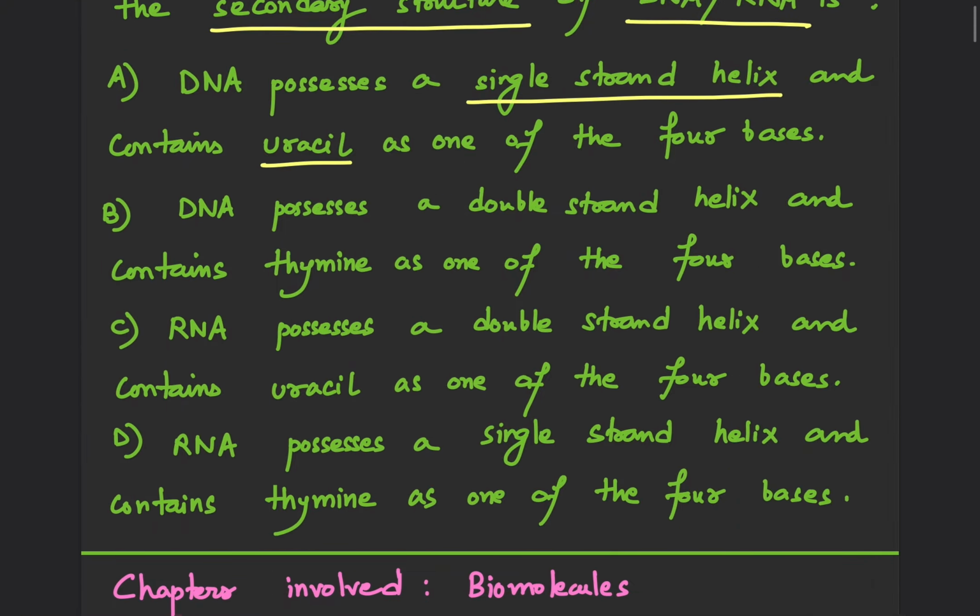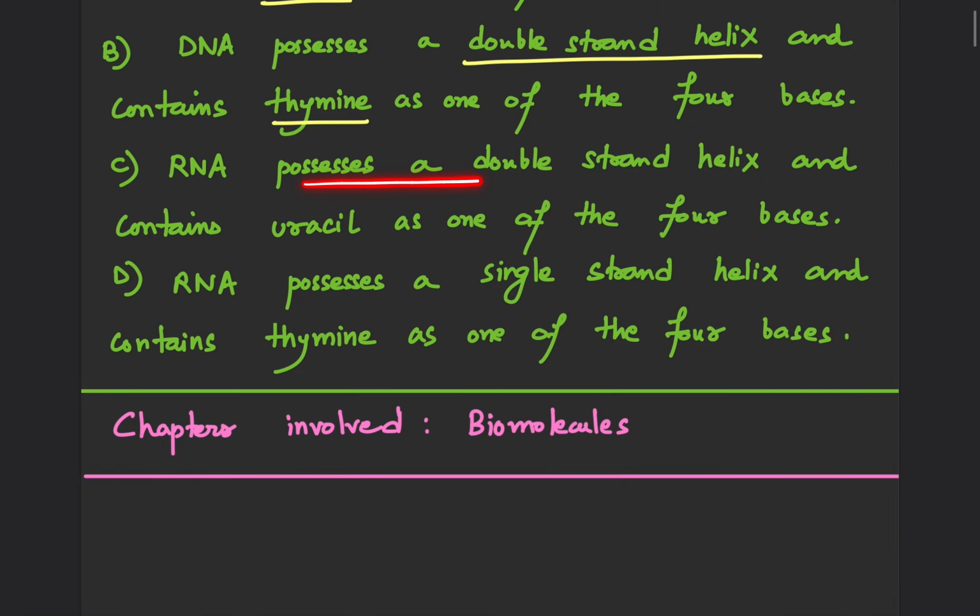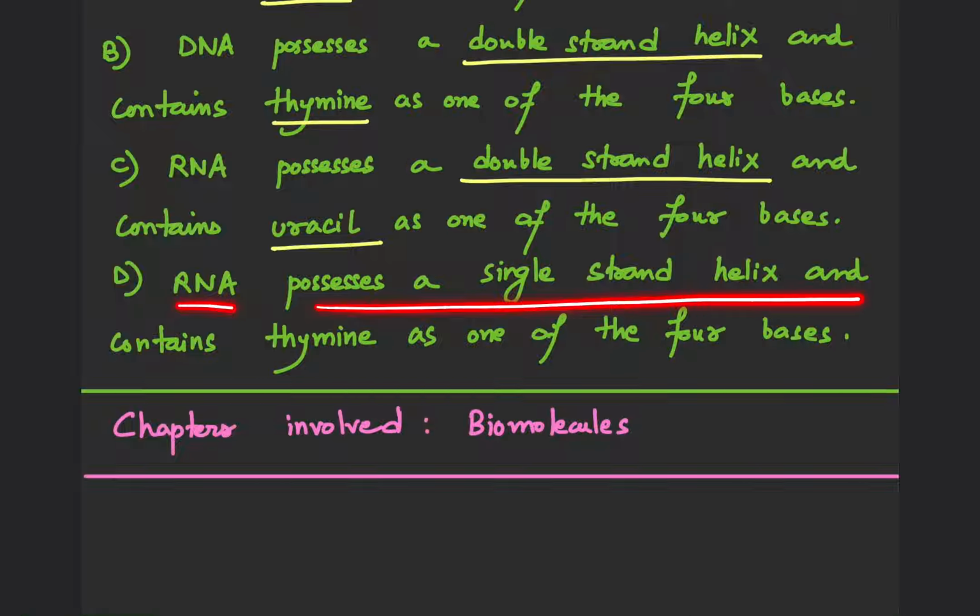The second option says DNA possesses a double strand helix and contains thymine as one of the four bases. Okay, so double strand helix and thymine. And C is RNA possesses a double strand helix and contains uracil as one of the four bases. Okay, double strand helix and uracil. And D: RNA possesses a single strand helix and contains thymine as one of the four bases. Okay. So single strand helix and thymine.